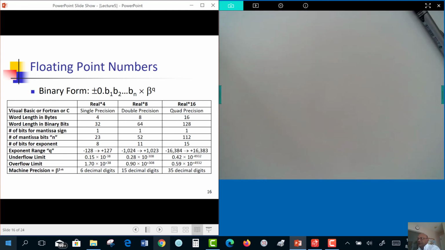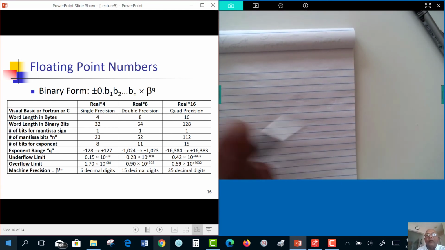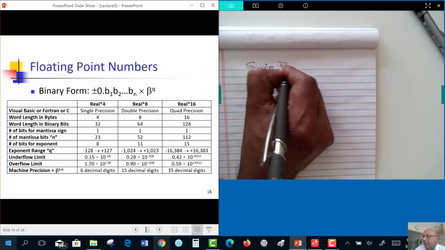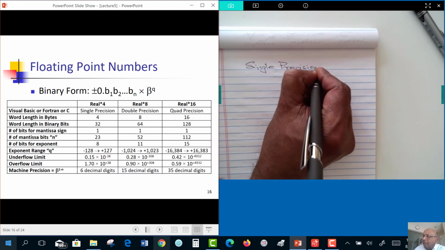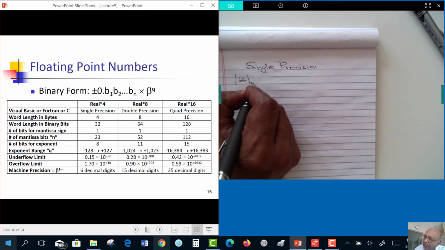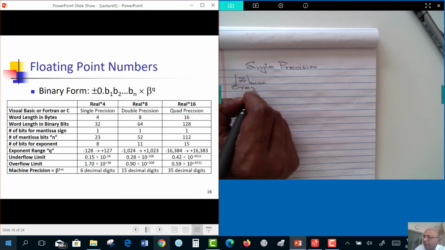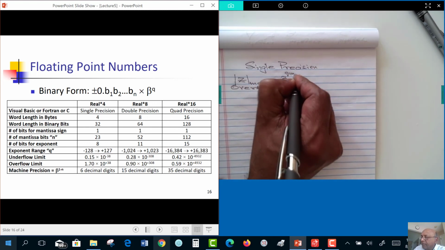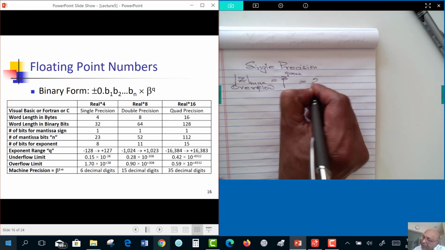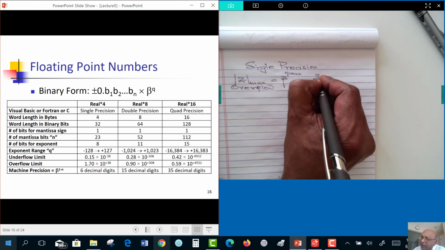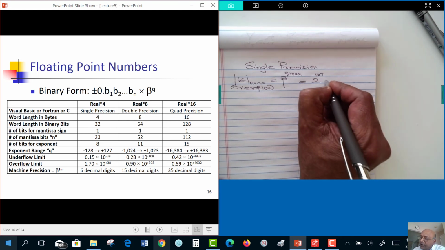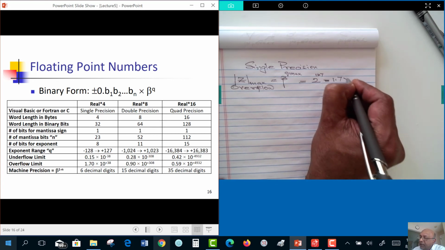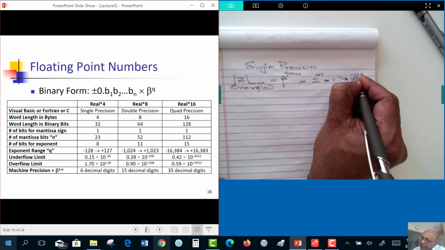So let's calculate this using a calculator. For single precision, our formula for overflow is beta to the Qmax. Well, for our problem, beta is 2, Qmax is 127. So this number is 1.7 times 10 to the power 38 plus.